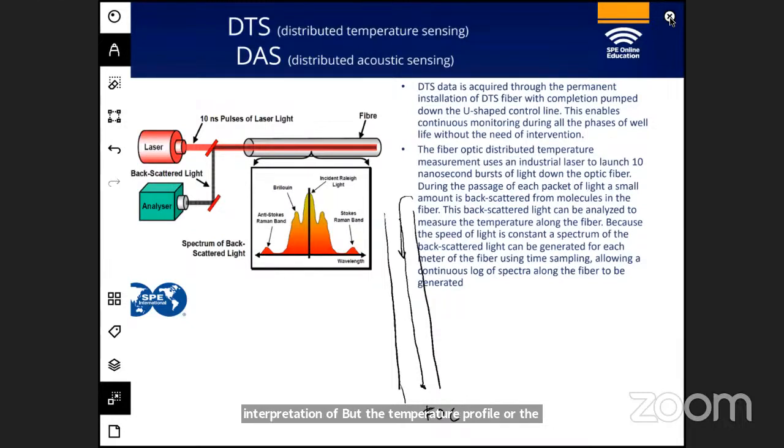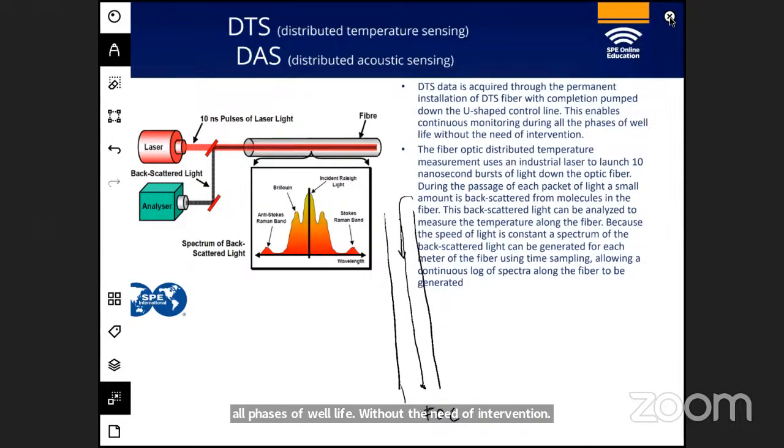The advantage of this I'll show you in the next slide, but I would like to read the background for this DTS. DTS data is acquired through a permanent installation of DTS fiber, which I mentioned can be done through the tubing or can be run through a slick line or electric line with the fiber. With completion pumped down the U-shaped control line, this enables continuous monitoring during all phases of well life without the need of intervention. This is when we pre-install it.